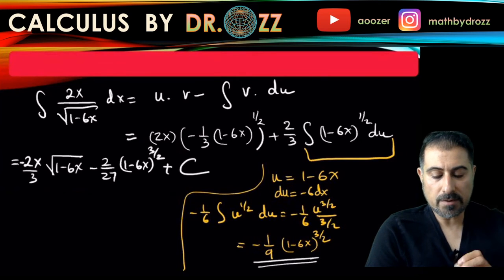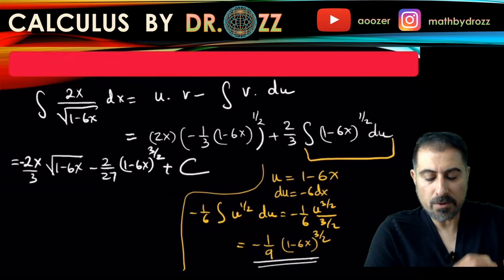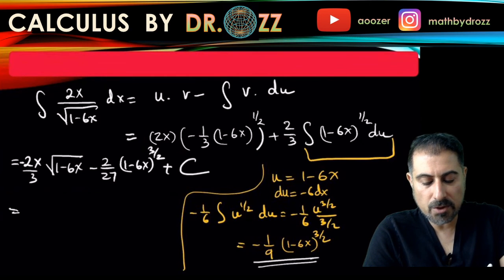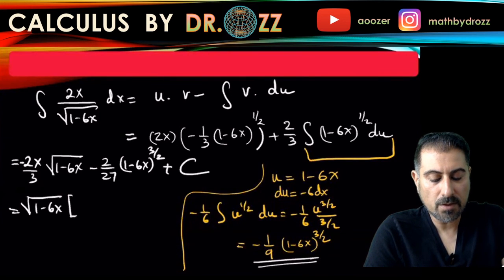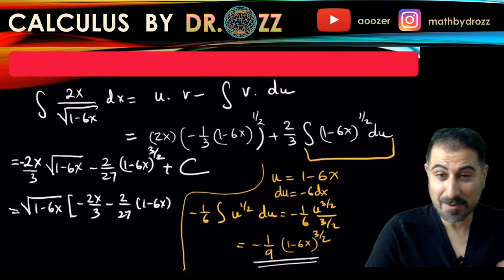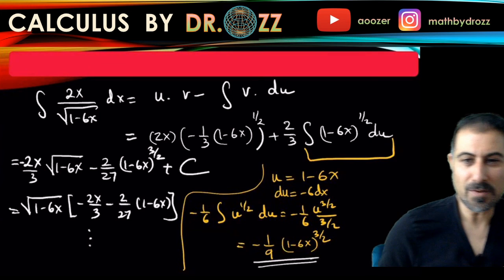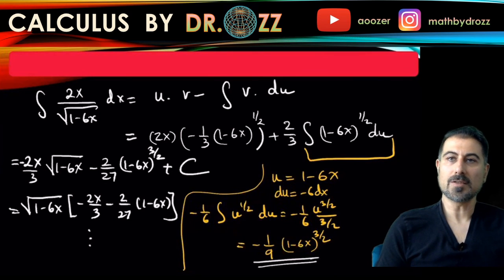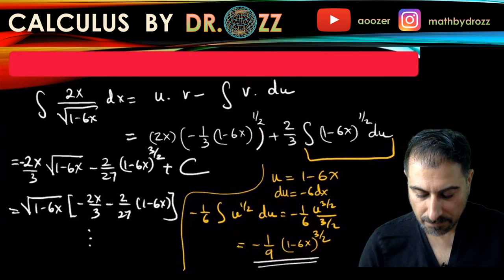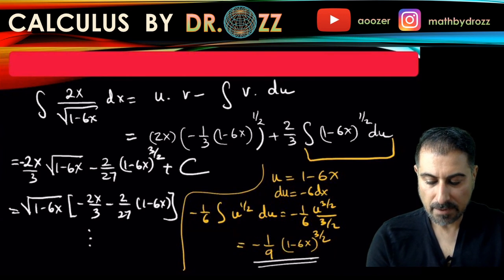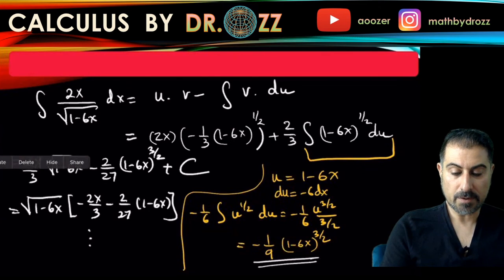If you're interested in simplifying this further, I would suggest you pull this out and write it as negative 2x over 3 minus 2 over 27 times (1 minus 6x), and simplify. I'm going to stop here, even though I said I wouldn't do that, but please stop here and do this by yourself. I think this is good enough to finalize part D.